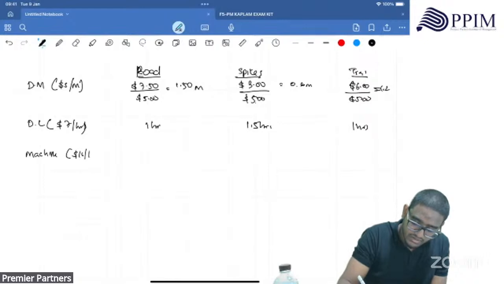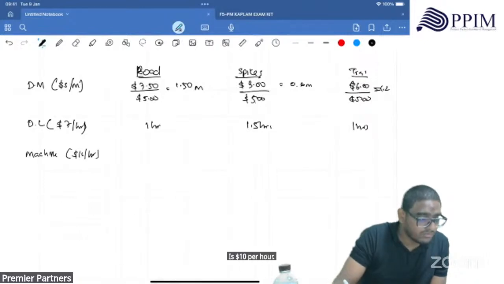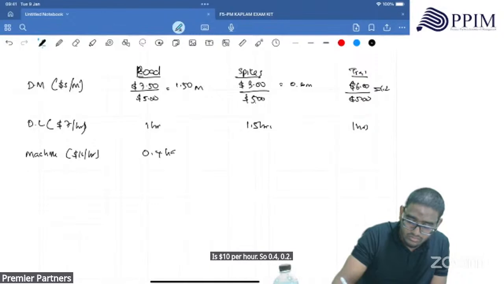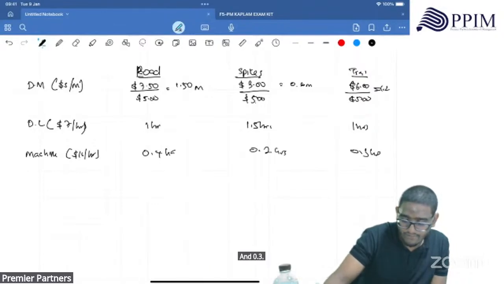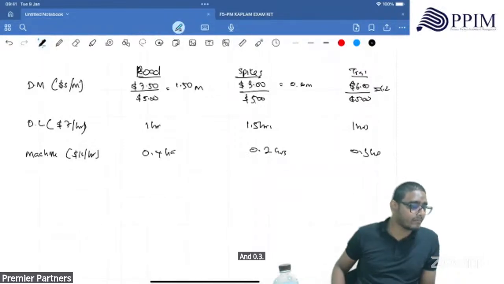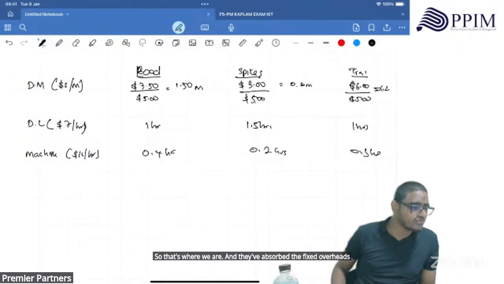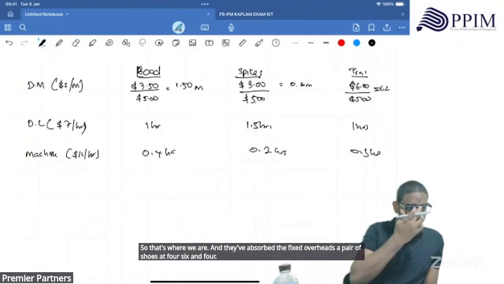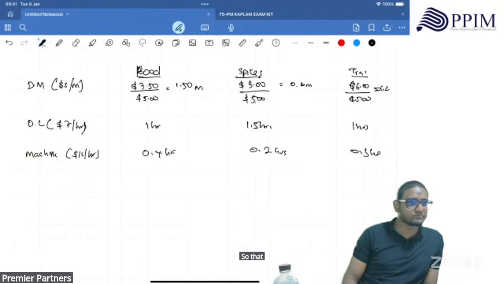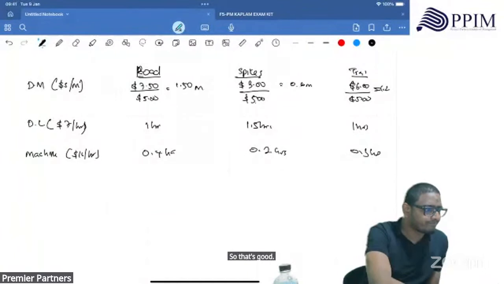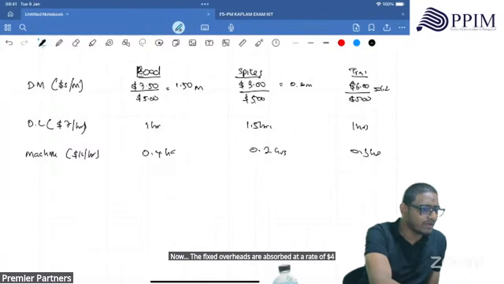is $10 per hour. So 0.4, 0.2, and 0.3. Okay, so that's where we are. And they've absorbed the fixed overheads per pair of shoes at 4, 6, and 4. So that's good. Now, the fixed overheads are absorbed at a rate of $4 per direct labor hour.